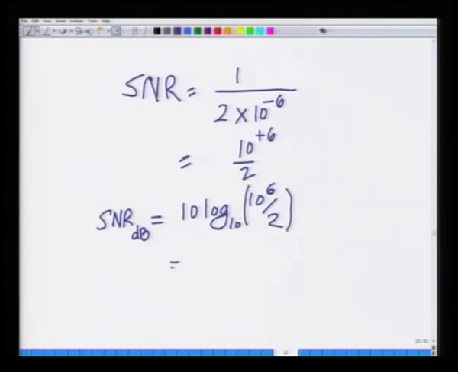which is equal to, remember the logarithm of a fraction is the difference of the logs. So, this is 10 log 10 of 10 power 6 minus 10 log 10 of 2. 10 log 10 of 10 power 6 is nothing but 60. So, this is 60 dB minus 3 dB. 10 log 10 of 2 is 3 dB, that is 60 dB minus 3 dB equals 57 dB.